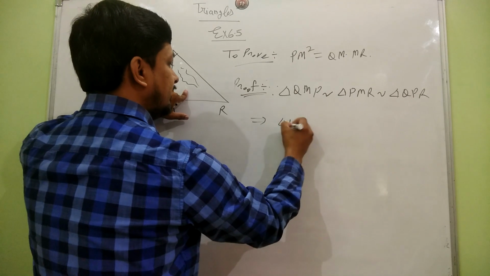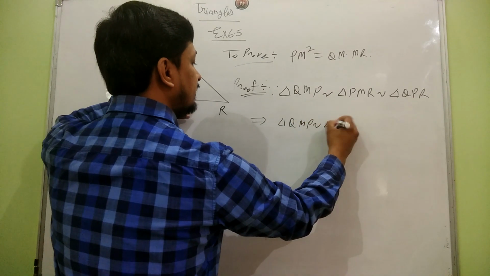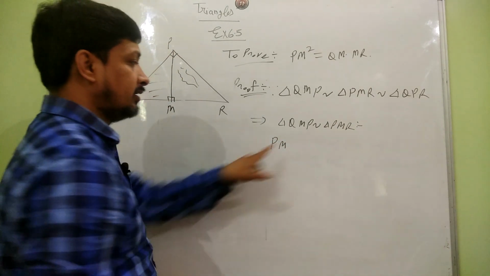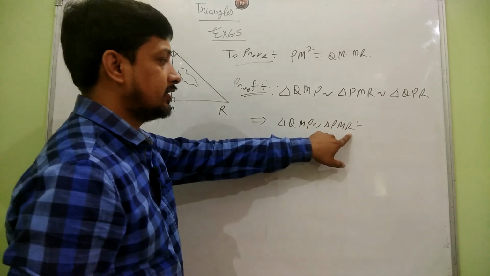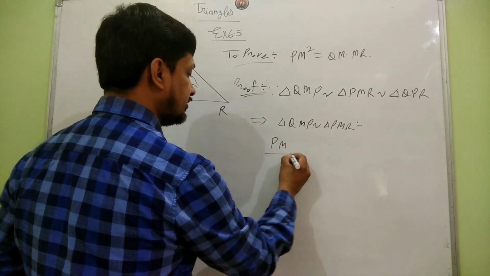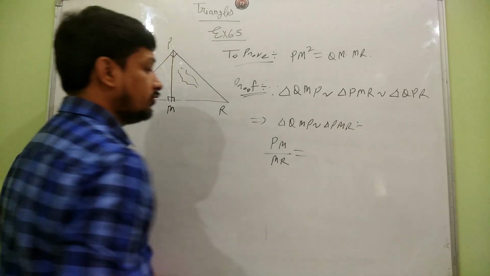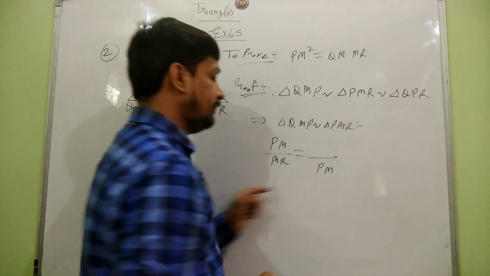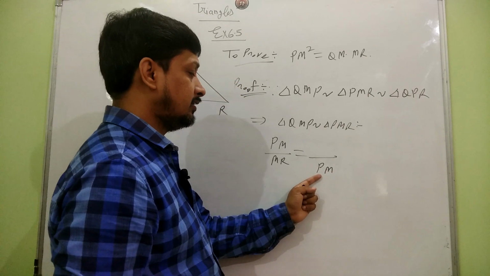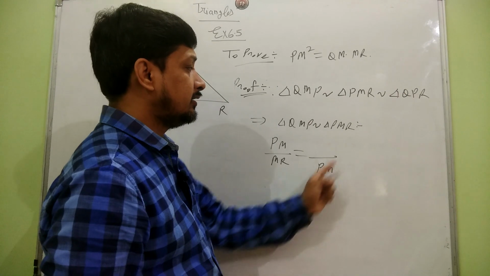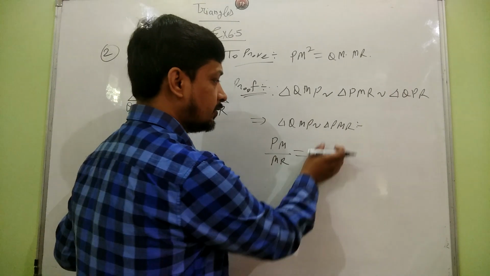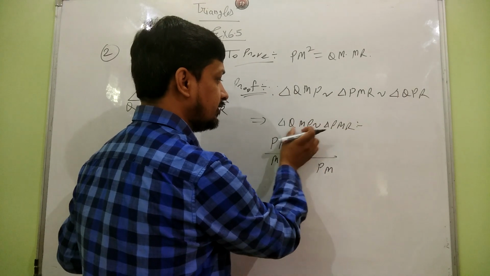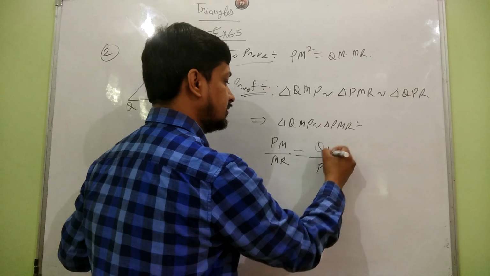That is, triangle QMP is similar to triangle PMR. So we can write PM over MR is equal to, we need PM square. So what here should be? Here should be PM, which is the side for the second triangle. So what is the corresponding side of this PM in the first triangle? It is QM.